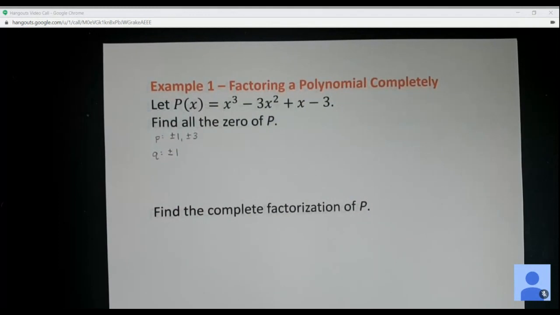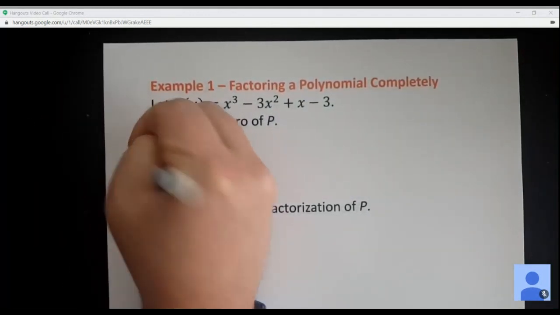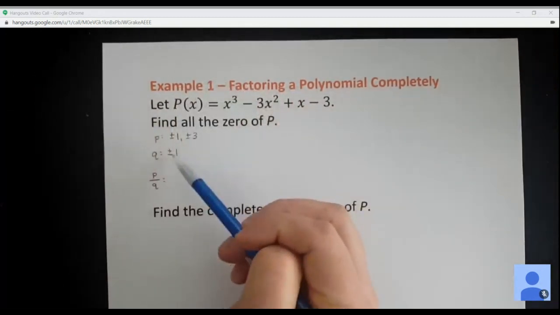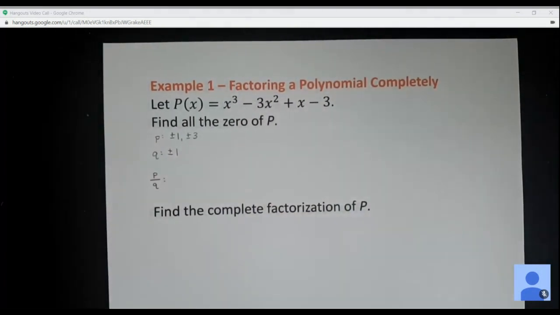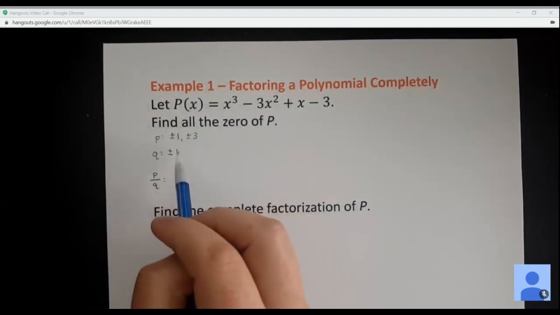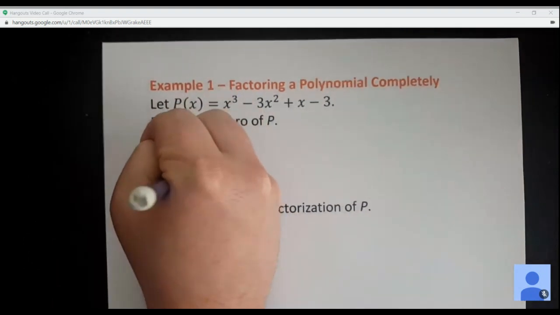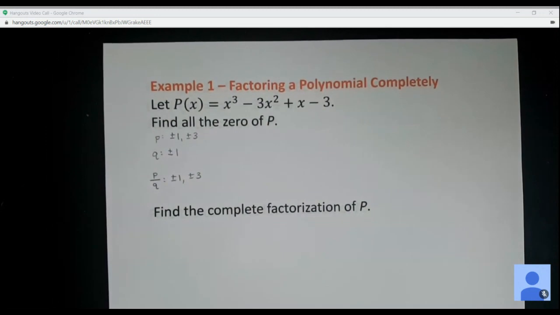Now, once we have our P's and Q's, remember we need to divide. So when we do P divided by Q, we're going to take each one of our P values and divide it by each one of our Q values. So what would that give us as P over Q? Good, right? So it's actually going to be the same as our list of P this time. When we divide each of those by 1, we're still just going to get plus or minus 1 and plus or minus 3. So those are our values.